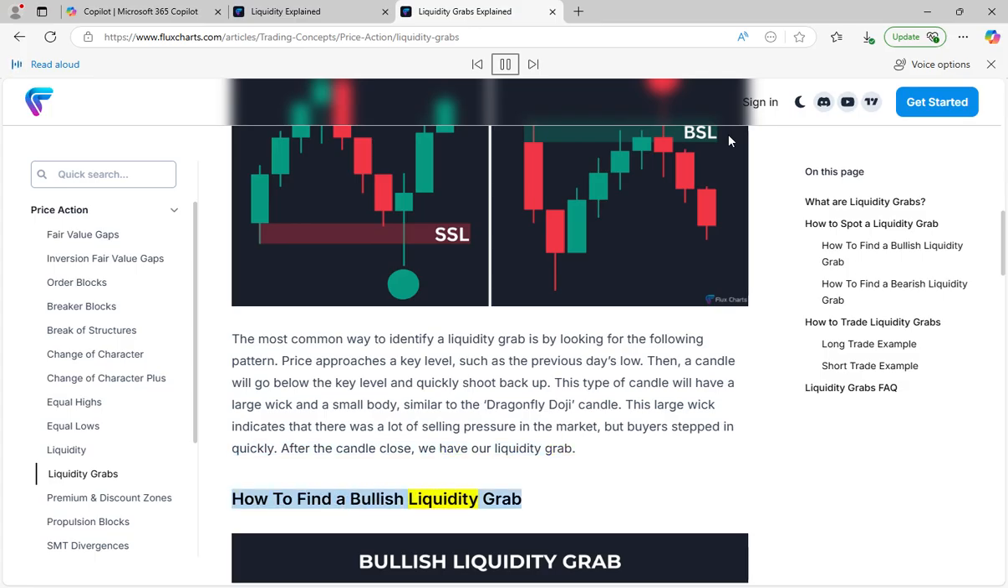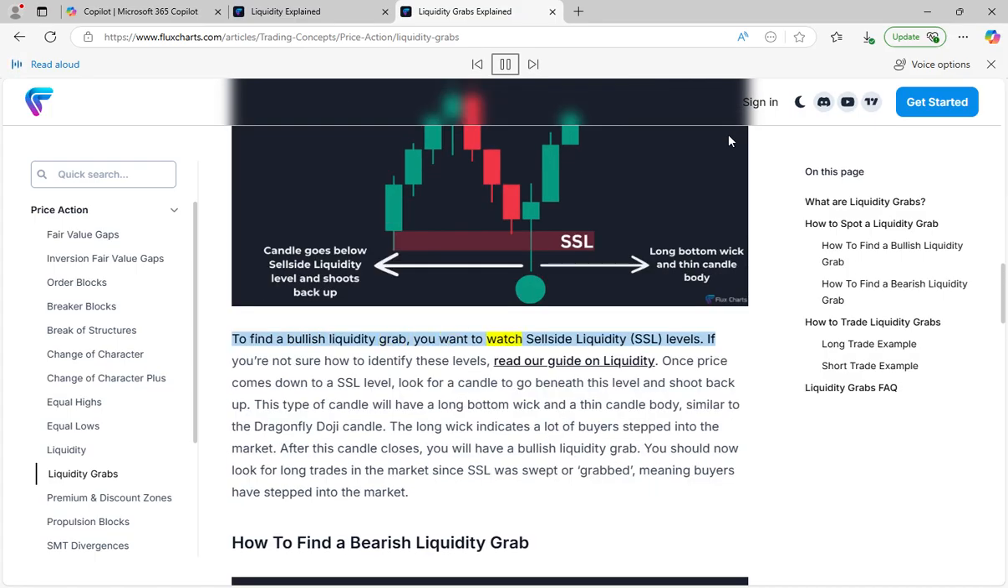How to find a bullish liquidity grab? To find a bullish liquidity grab, you want to watch sell-side liquidity, SSL, levels. If you're not sure how to identify these levels, read our guide on liquidity. Once price comes down to a SSL level, look for a candle to go beneath this level and shoot back up. This type of candle will have a long bottom wick and a thin candle body, similar to the dragonfly doji candle. The long wick indicates a lot of buyers stepped into the market. After this candle closes, you will have a bullish liquidity grab. You should now look for long trades in the market since SSL was swept or grabbed, meaning buyers have stepped into the market.